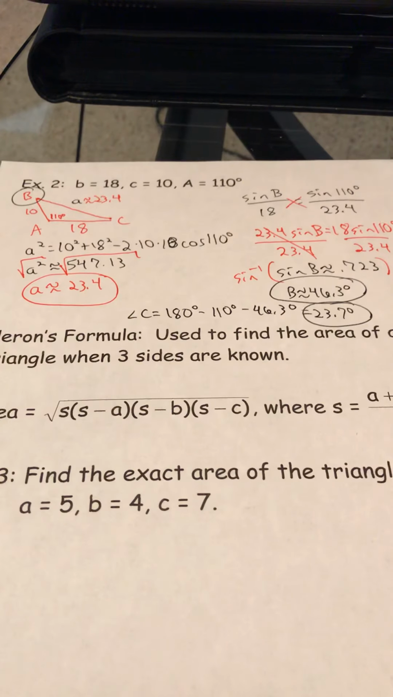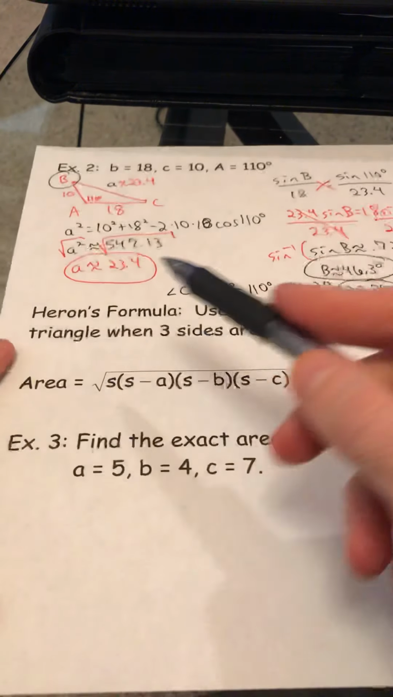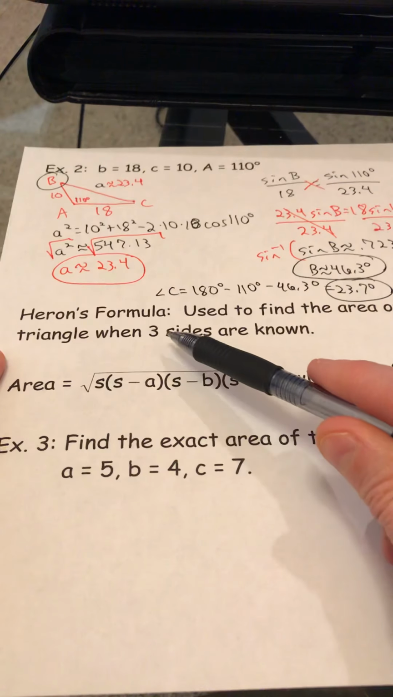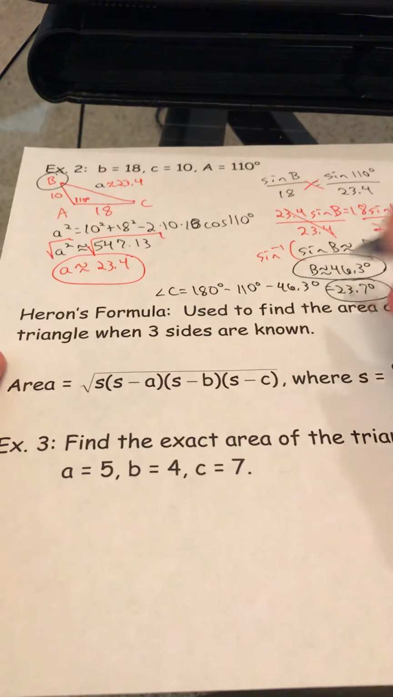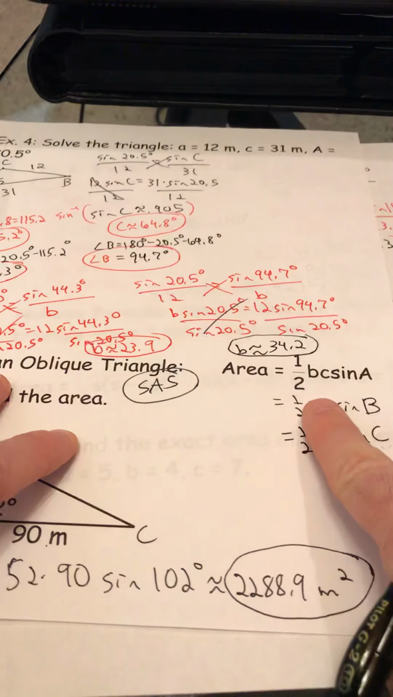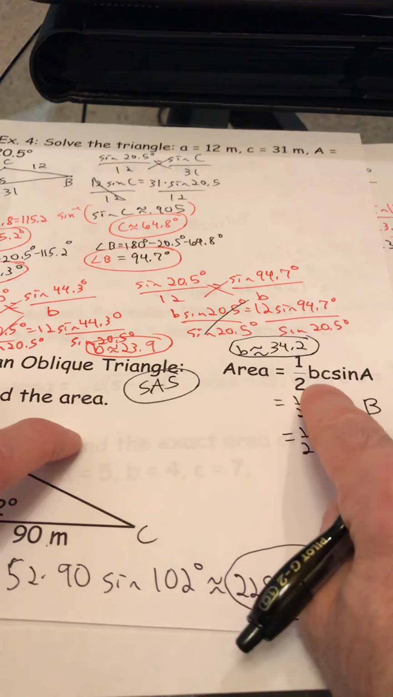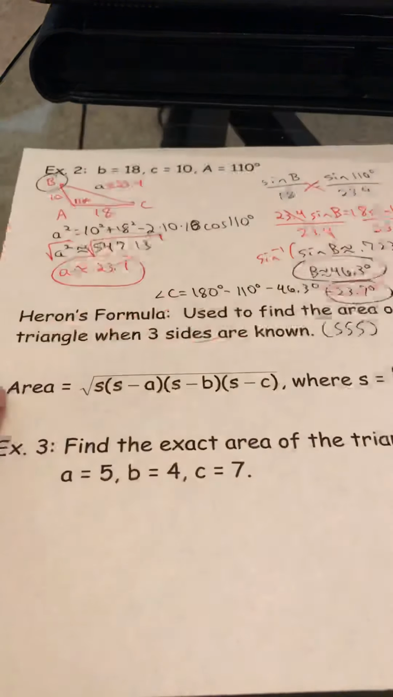So those are a couple of examples of how the law of cosines works. The final thing from section 6.2 is what's called Heron's formula. Now, that is used to find the area of a triangle when three sides are known. So, side, side, side, we use Heron's formula. If you have side, angle, side, we use that variation of one-half base times height, the one-half bc sine of the included angle.